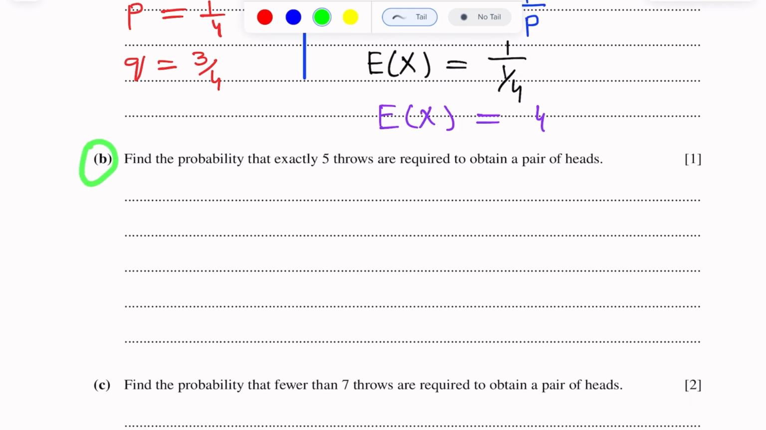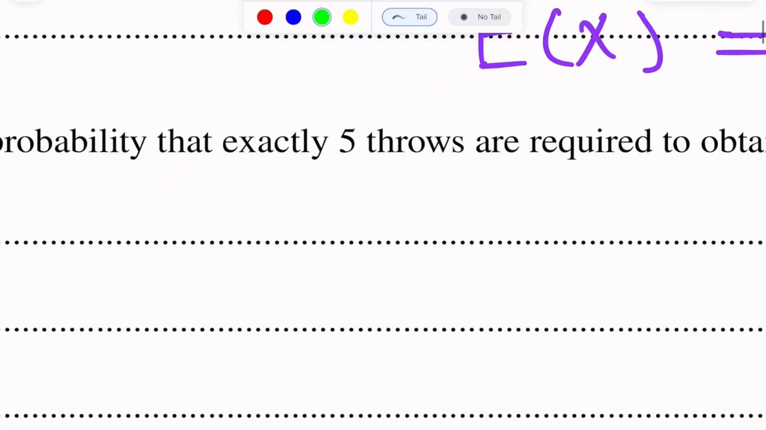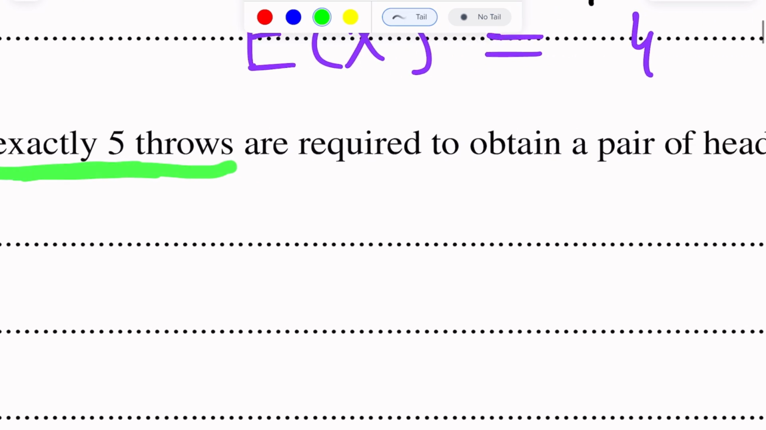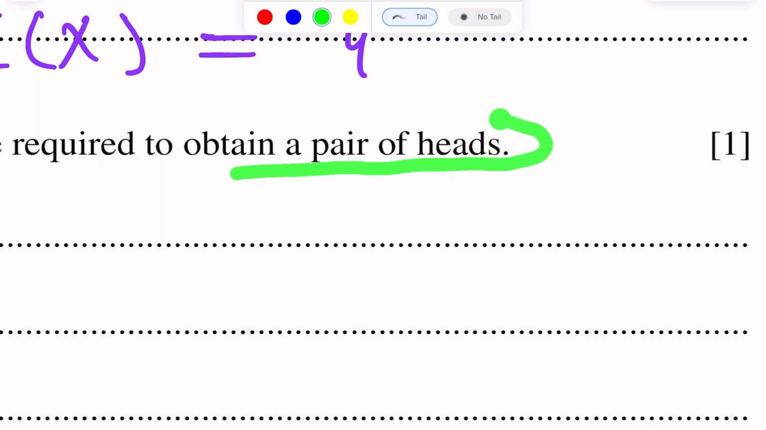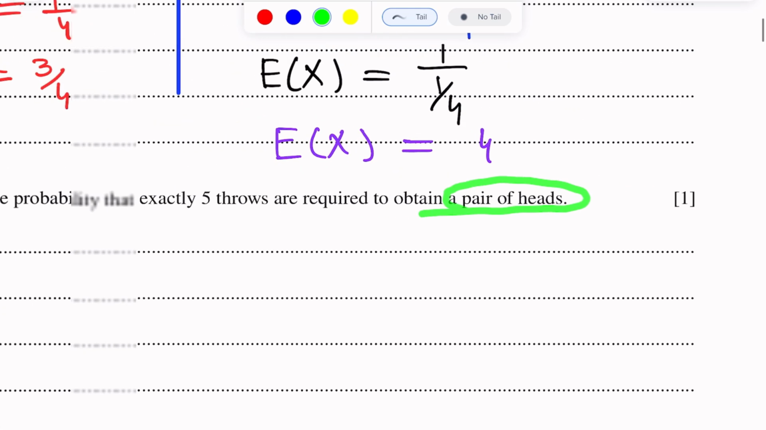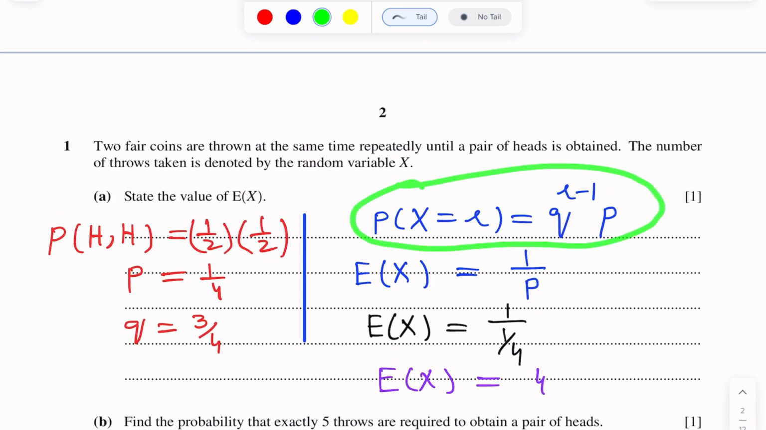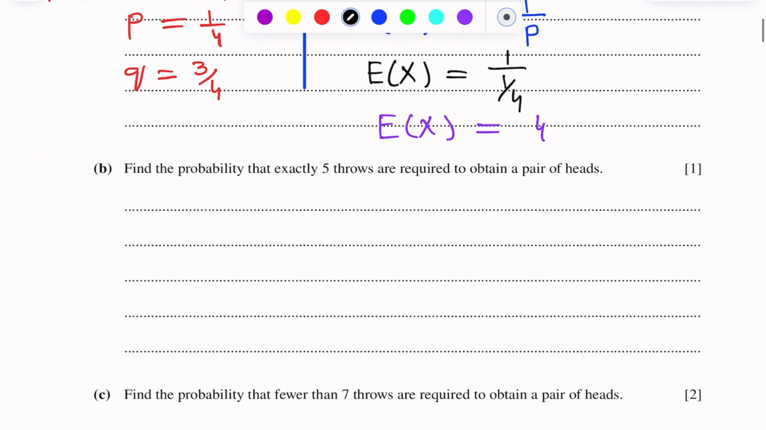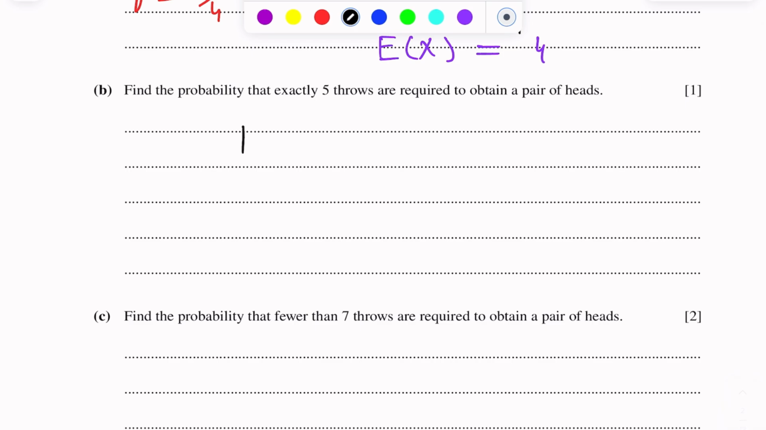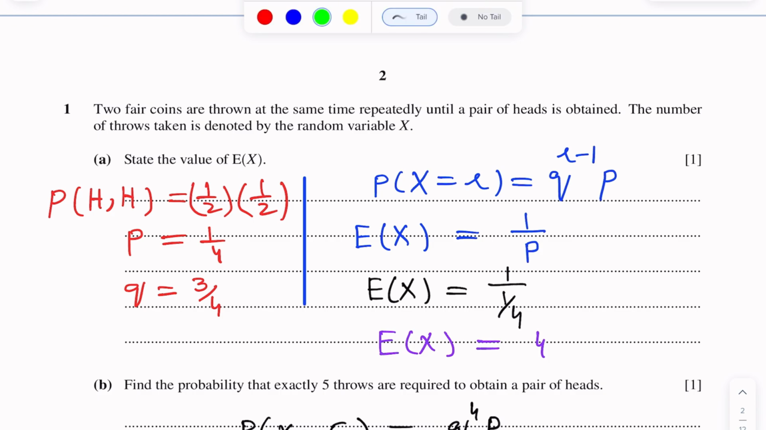Part B of this question is: find the probability that exactly 5 throws are required to obtain a pair of heads. Now we will use this formula of probability. Probability of x equal to 5 will be q power 4 into p.